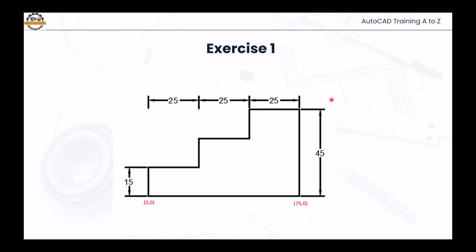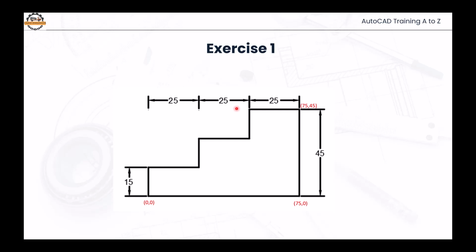So we know x is already 75. In y direction we are moving a total of 45 distance. So the coordinate value for this point will be 75, 45. Now we have to go into the negative x direction, so we have to find the coordinate value for this point.